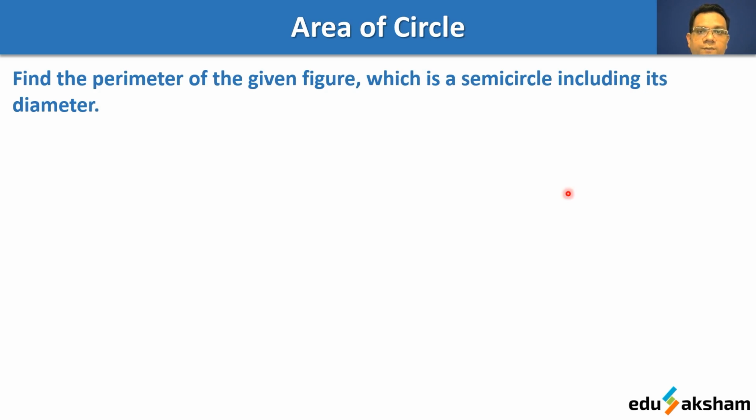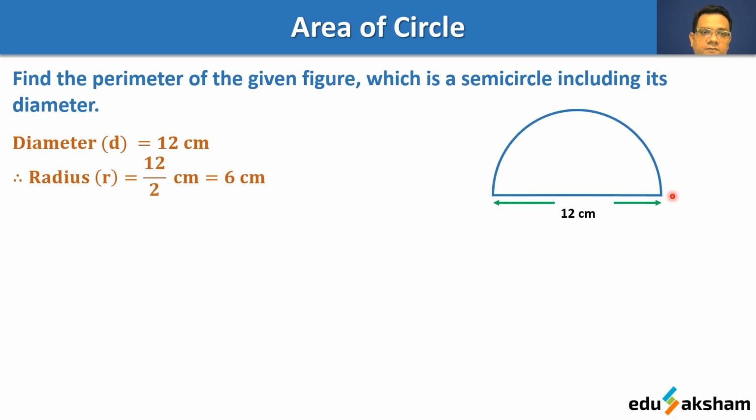Now we have to find the perimeter of the given figure, which is a semicircle, including its diameter, right? So this perimeter has to be found out, right? So diameter is 12 centimeter. Now radius is half of this, 6 centimeter.